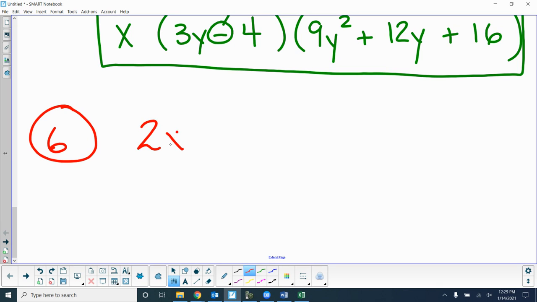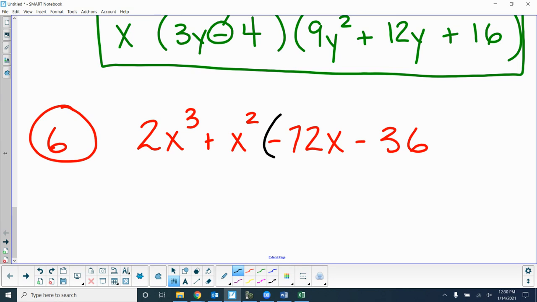Is there a GCF for all 4 terms? No. So, since there's 4 terms, we're going to do what? Group it, right? And since the 72 had a minus in front, we're going to keep it inside the group.